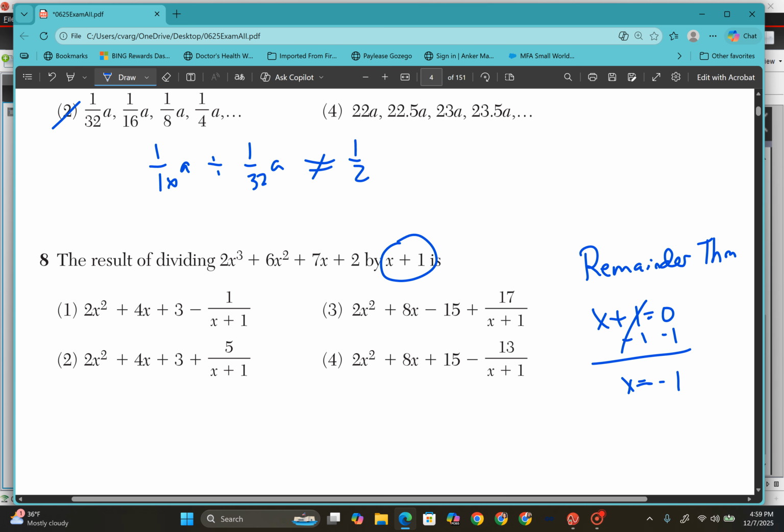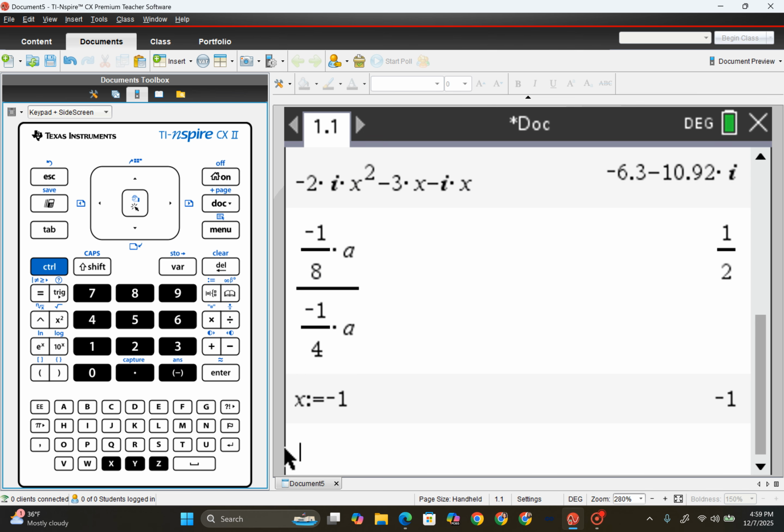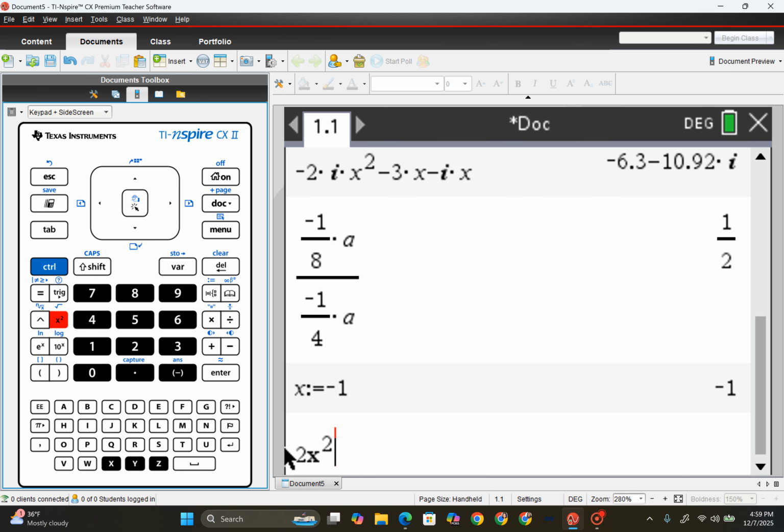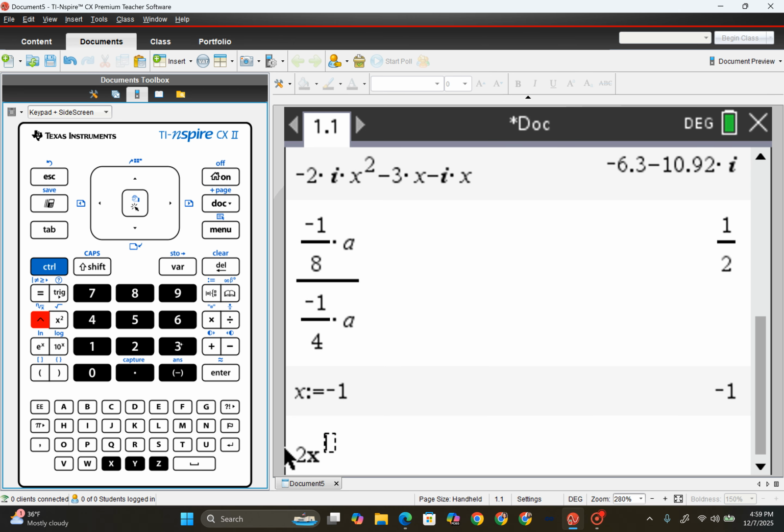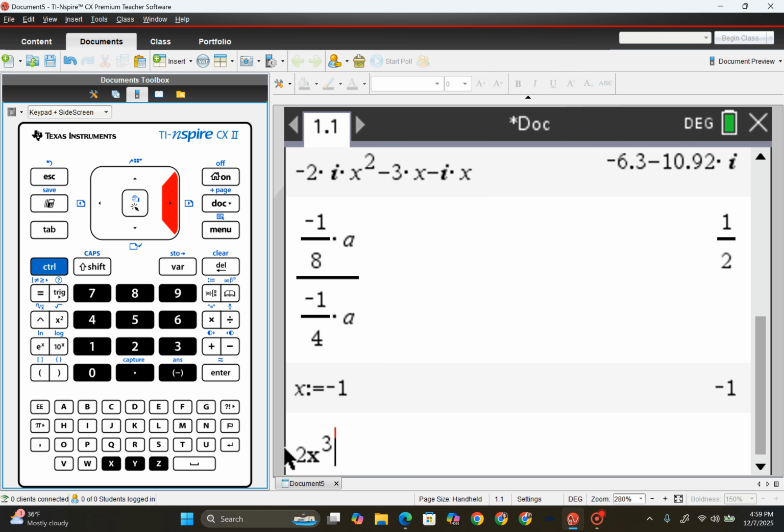Cool. Now I'm going to plug in the original, like this whole thing. So I'm going to see what that is equal to. So 2x, what is it, to the third? That's a square. Let's go back to the third. So this just teaches us to be careful as we're plugging in. Plus 6x squared plus 7x plus 2.